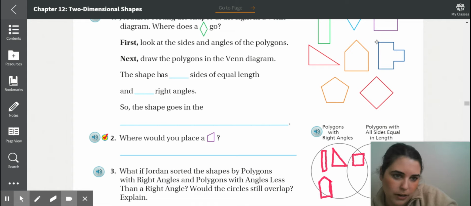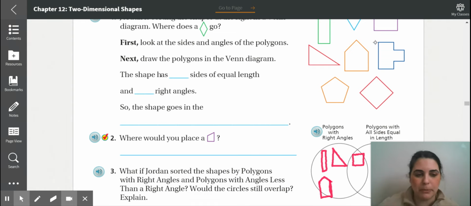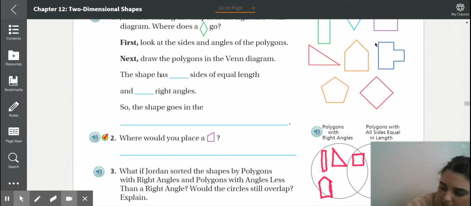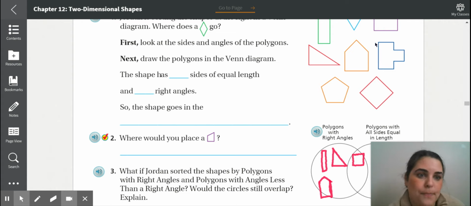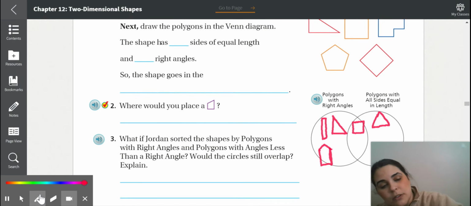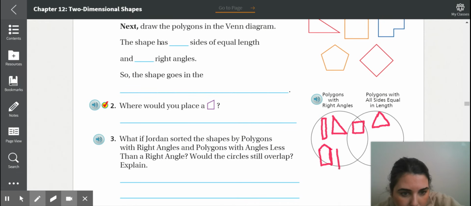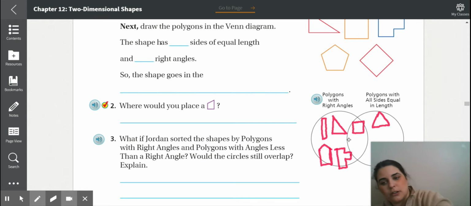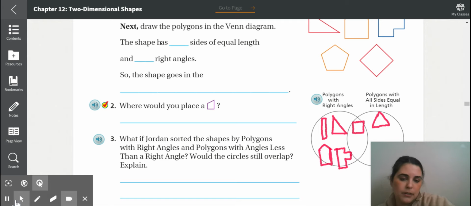Okay, let's look at this shape here. It has 1, 2, 3, 4, 5, 6, 7, 8 sides. Do you remember what a polygon is called that has 8 sides? It's called an octagon. All right, and just looking right away, I know that all of those sides are not the same length because this one over here is much longer than these sides here, but it does have right angles. So that would go over here. Just do your best drawing. It doesn't have to be perfect.